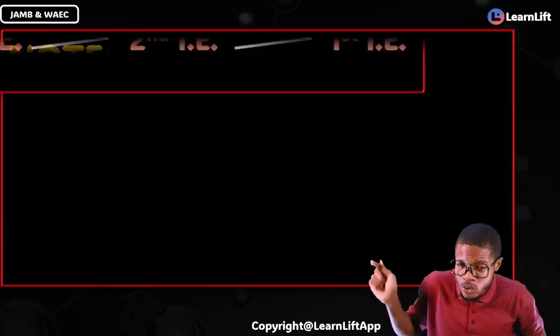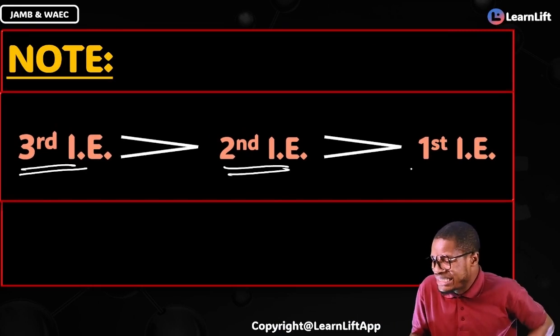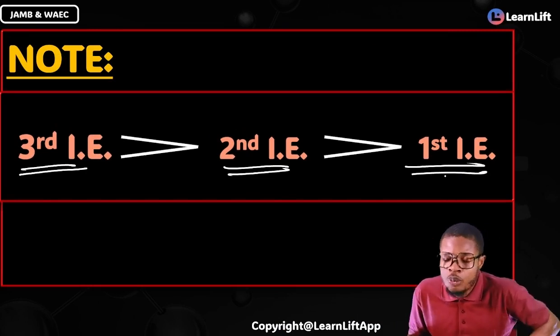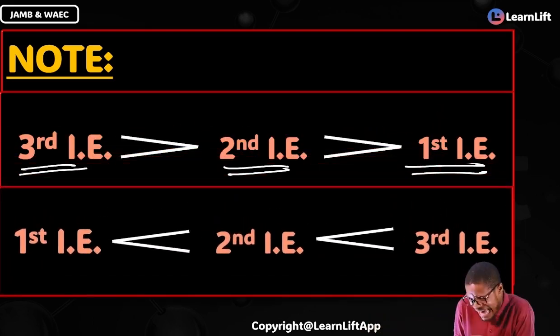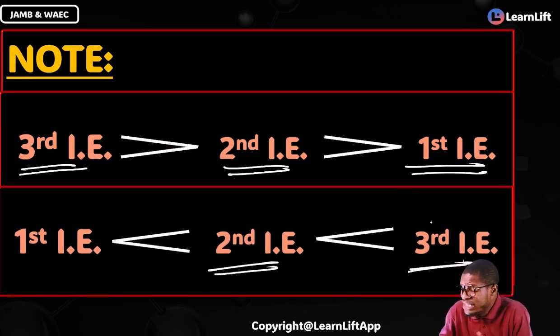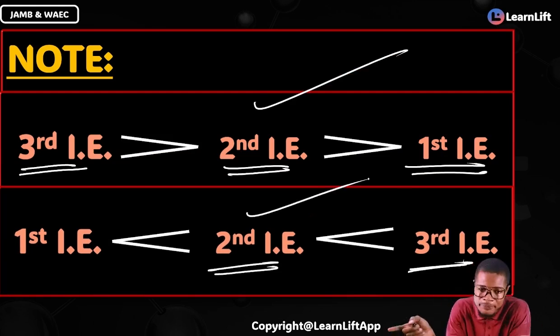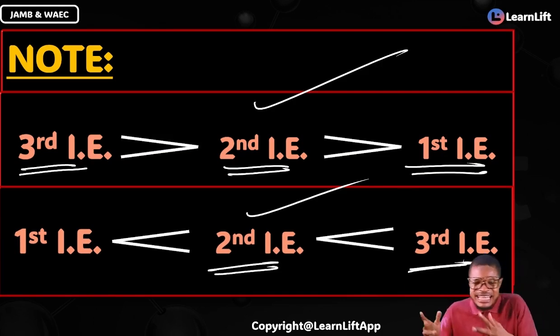You already know that your third ionization energy is greater than the second, which is greater than the first. In other words, which one is the least? The least is the first. So we can say your first ionization energy is less than your second ionization energy, less than your third ionization energy. Either of these two is what they will ask you in the exam. So your third ionization energy is greater than the second, greater than the first, or your first ionization energy is less than the second, less than the third. Does it make sense?